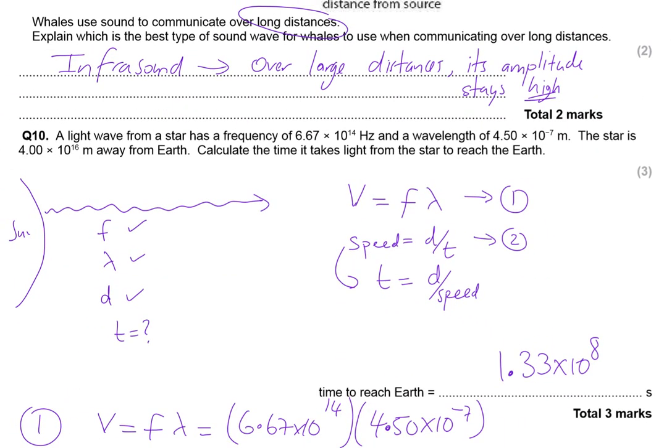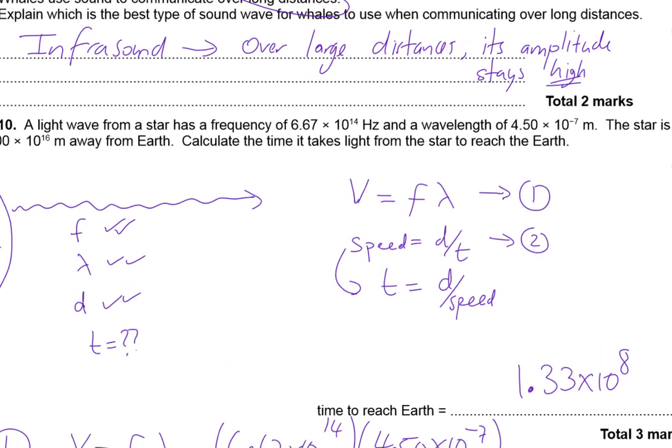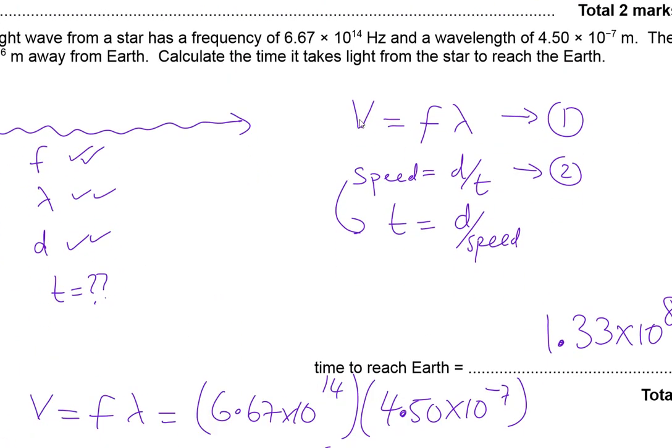Now this one is straightforward as well. We have light from the sun, from a star. We know the frequency already, put a tick there. We know the wavelength, we put a tick there. We know the distance, we put a tick there. The time we don't know, we put a question mark. The equation that links speed and wave speed is this one, and the other equation, speed and time, is this one here. So two equations, and then we rearrange.